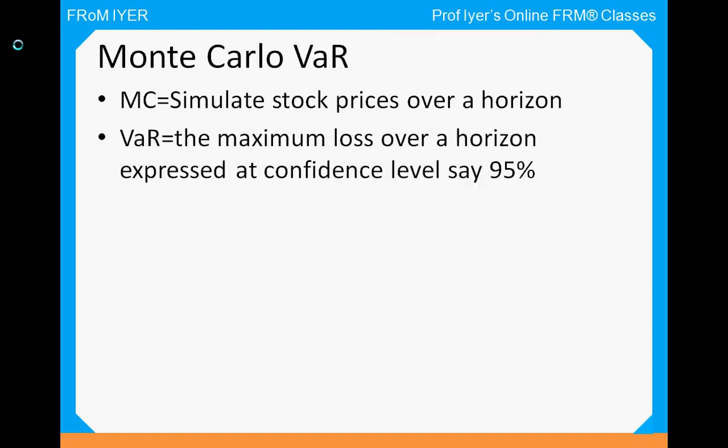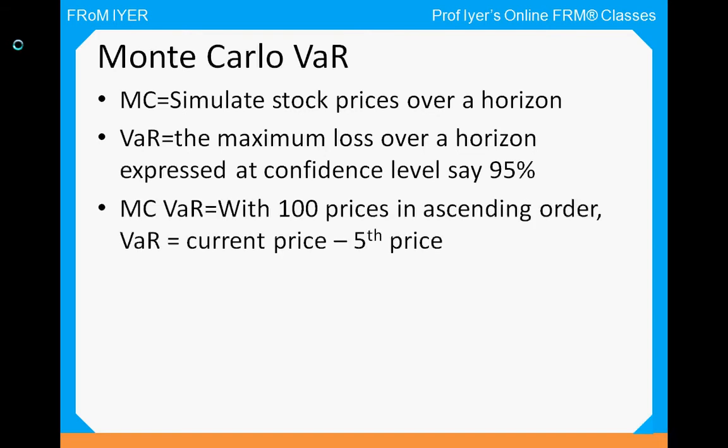What's the value at risk? It's the maximum loss that you can incur over the horizon expressed with a confidence level. So you have a 95% value at risk, which means that you're 95% sure that the maximum amount that you could lose on the stock or the portfolio is such and such dollars.